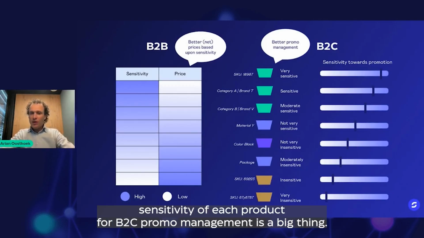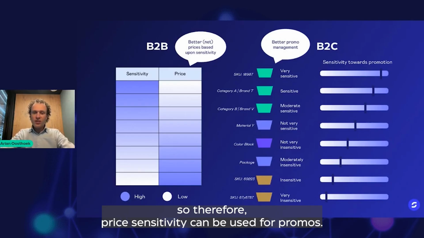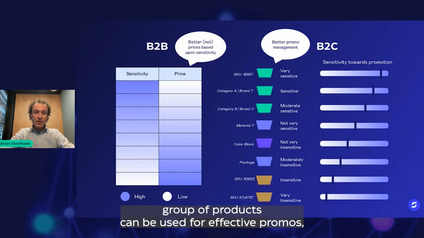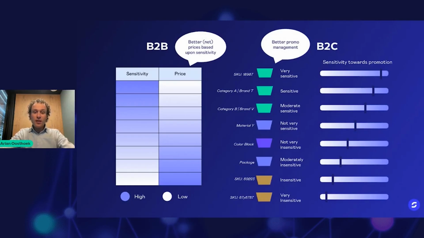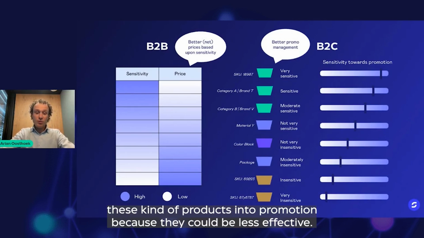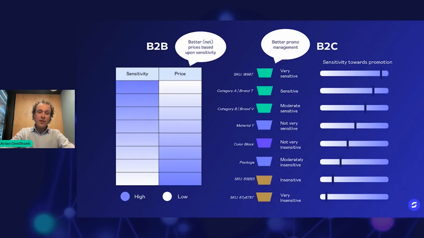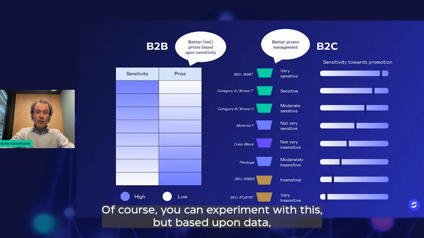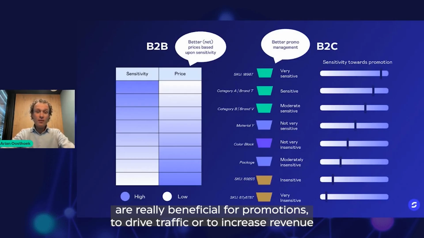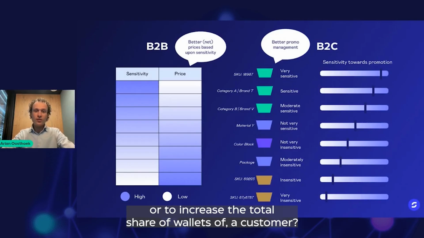For B2C, promo management is a big thing. Therefore, price sensitivity can be used for promos. A very sensitive group of products can be used for effective promos. And for the very insensitive products, you could leave margin or leave money on the table if you put these kinds of products into promotion, because they could be less effective. Of course, you can experiment with it, but based upon data, we can give you a suggestion and a recommendation on which products are really beneficial for promotions to drive traffic, or to increase revenue, or to increase the total share of wallet of a customer.